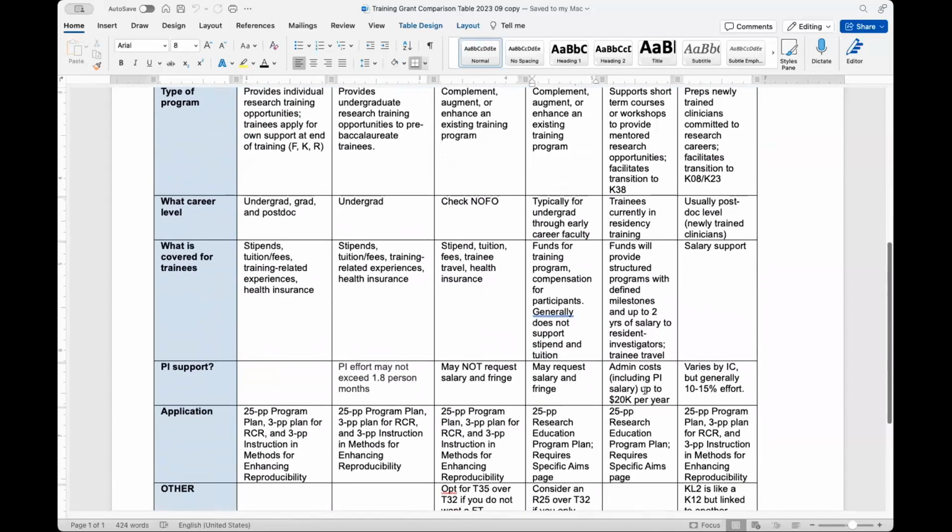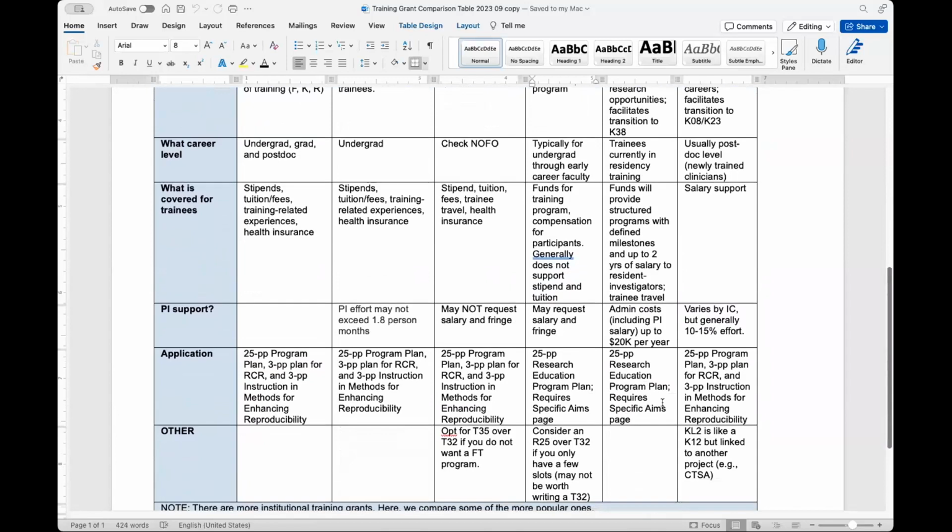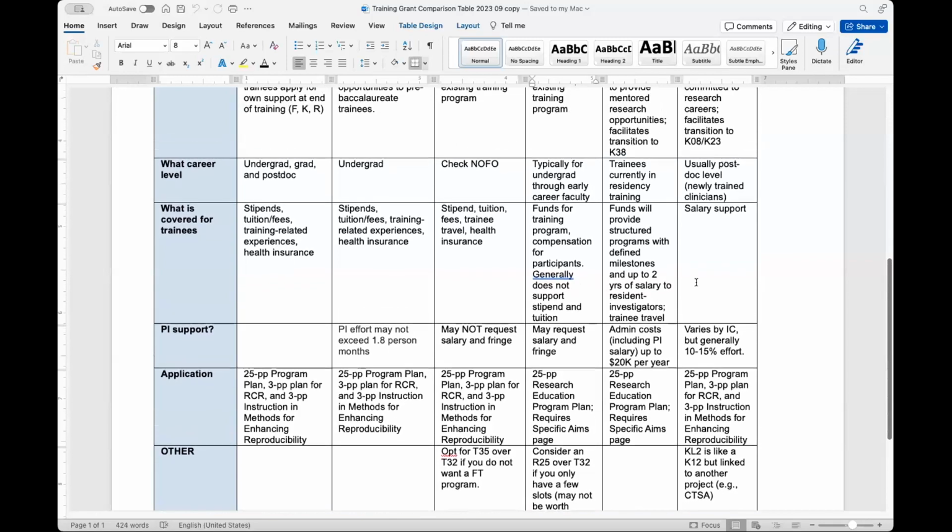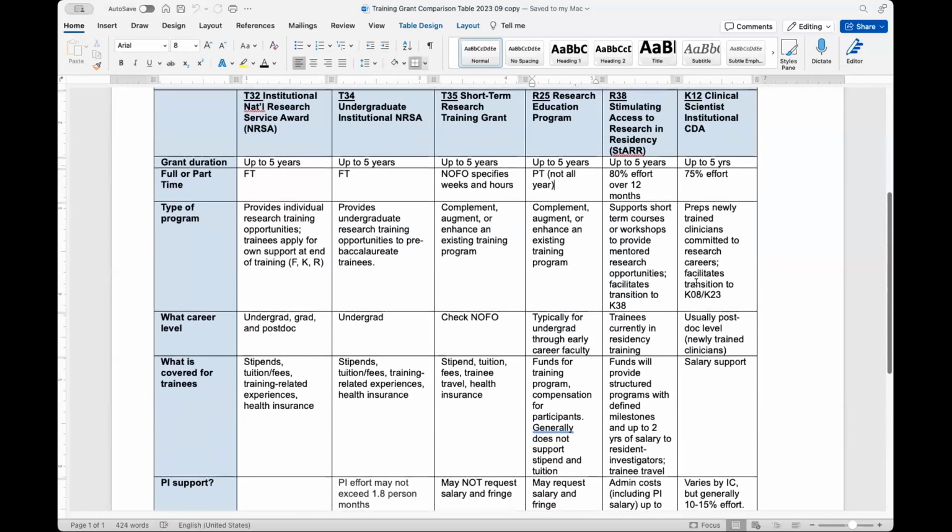I'm just going to scroll down without making you feel dizzy, I hope. And then there's something called a KL2, which is like the K12, but it's embedded in a bigger grant, like a CTSA, the Clinical and Translational Science Awards, or a U54 or something like that. So that gives you a quick and dirty overview of some of these.